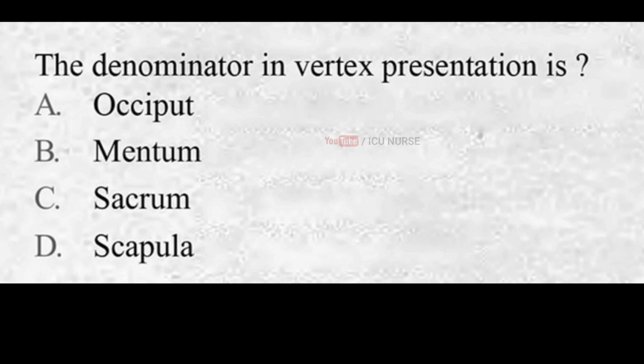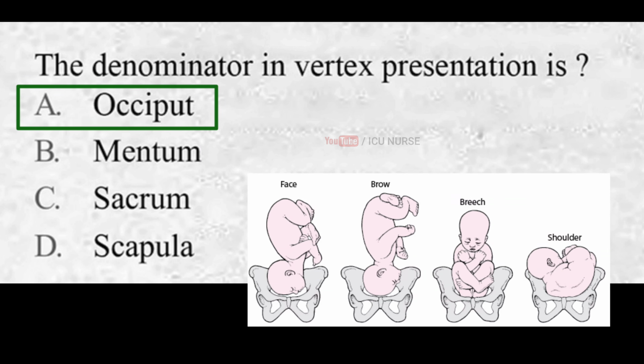The denominator in vertex presentation is A. Occiput, B. Mentum, C. Sacrum, D. Scapula. And the correct answer is A. Occiput. The denominator is a bony landmark on the presenting part used to denote the position. In vertex it is the occiput. In face it is the mentum, that is chin. In breech it is the sacrum. In shoulder it is the scapula.